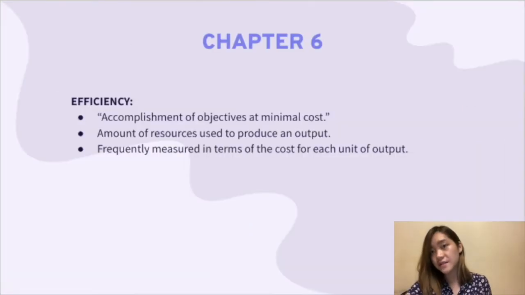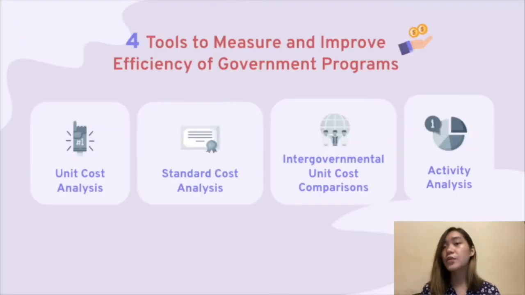Then what is efficiency? Efficiency is the accomplishment of objectives at minimal cost. It is also the amount of resources used to produce an output. It is frequently measured in terms of the cost for each unit of output. And cost analysis can be a powerful tool to measure efficiency for government programs. The four tools used to measure and improve the efficiency of government programs include unit cost analysis, standard cost analysis, intergovernmental unit cost comparisons, and also activity analysis.